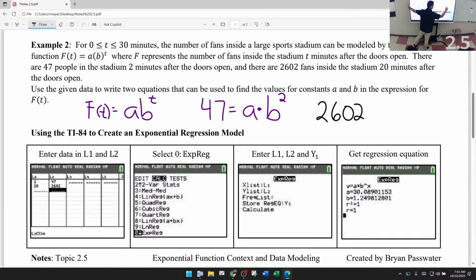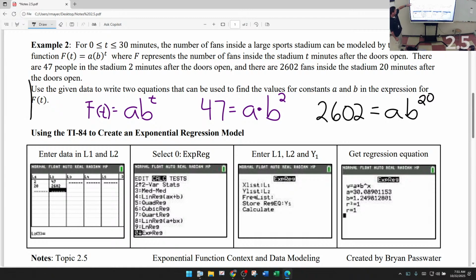2602 equals a b to the 20. And that would give you full marks, no problems whatsoever. I don't even need this part. That's 2 equations, like they asked me, 2 equations that can be used to find the values of the constants a and b. Now, to find a and b would be brutal without a calculator. But we don't have to do that.